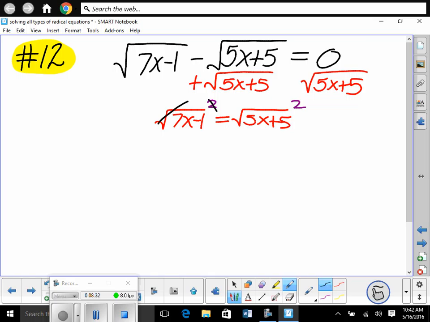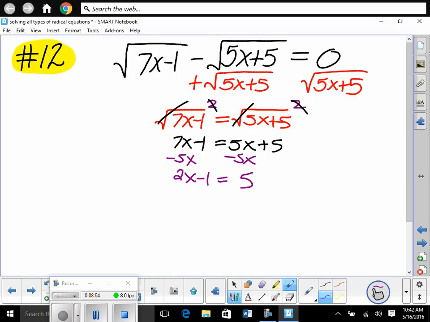It comes out pretty. Doesn't that cancel out with that? So we have 7x minus 1 is equal to, doesn't that cancel out with that? So we have 5x plus 5. Now isn't it just linear, easy to solve? So remember, our goal is to solve for x. So I'm going to get the x's together, so I'm going to subtract 5x. So I have 2x minus 1 is equal to 5. Our goal is to solve for x, so we'd add 1. So 2x is equal to 6. Divide by 2, x is 3, right?